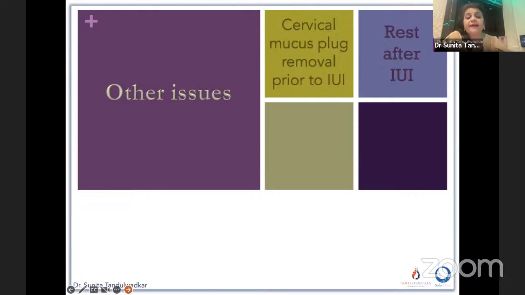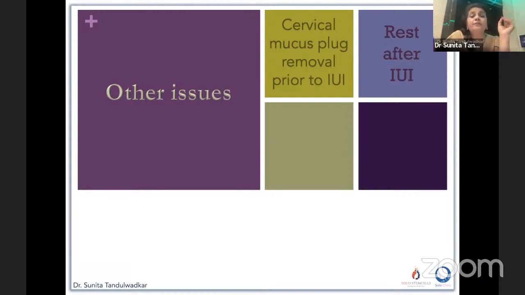Let's cover certain practical tips. Cervical mucus, as I already told. The rest after the IUI: do you think making them lie down for 10 minutes will help? It helps the patient's psychology. The sperm are not acted upon by gravity. They can work on their own, they will swim up and they will go anywhere.